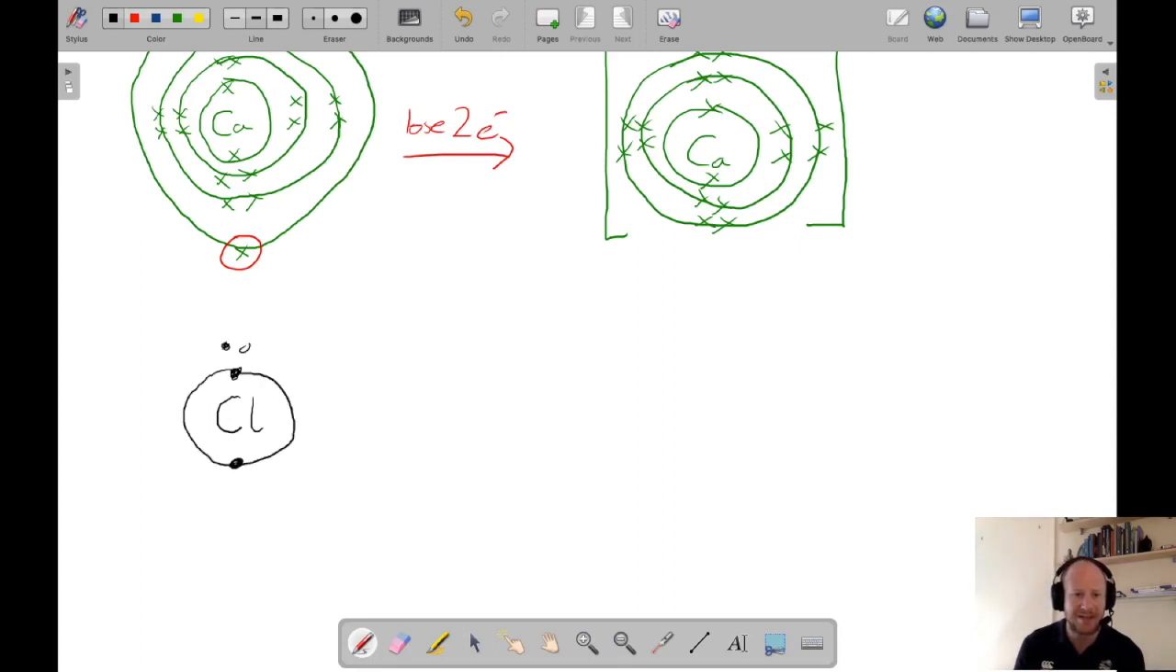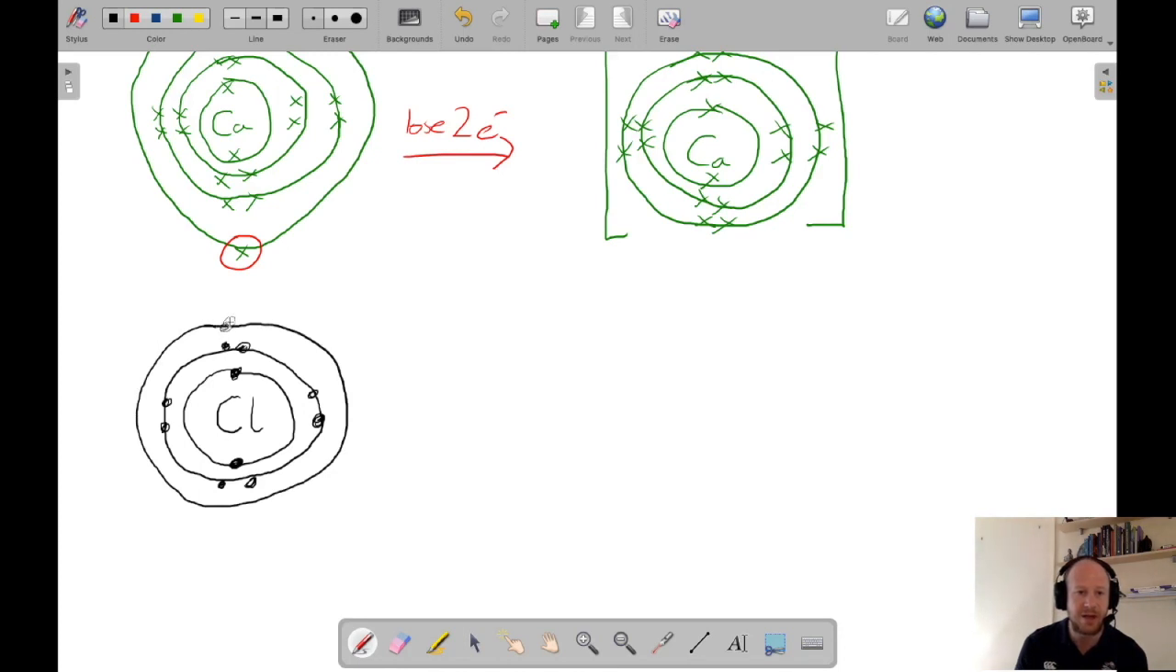Chlorine is element number 17. So let's draw these 17 electrons on this diagram. I think it's going to be a lot easier for me to draw the circles first. Here we go.